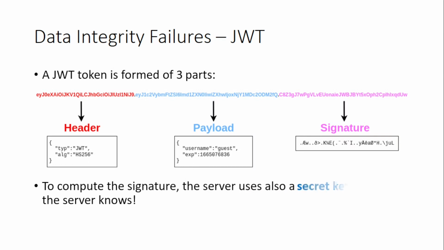And this is because to compute the signature, the server also uses a secret key that only the server knows. And that's why you can't generate a new signature for that payload. Another thing that you have to know is the JSON Web Token uses just plain text encoded with base64.